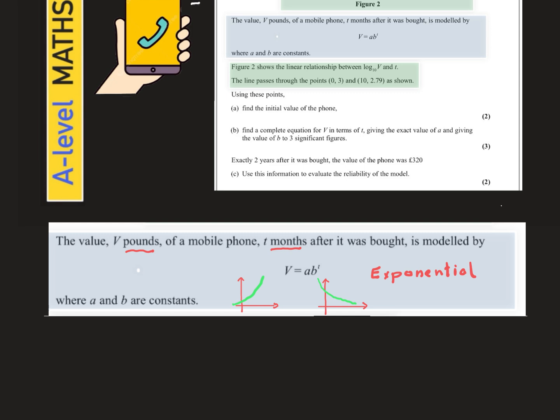In this case, we've got a mobile phone which was bought, and we all know that mobile phones or any other article will devalue after a certain time. So we're looking for the exponential function which is decreasing. What does it mean for the constant, for instance, B? It means that B needs to be less than 1, but also greater than 0.